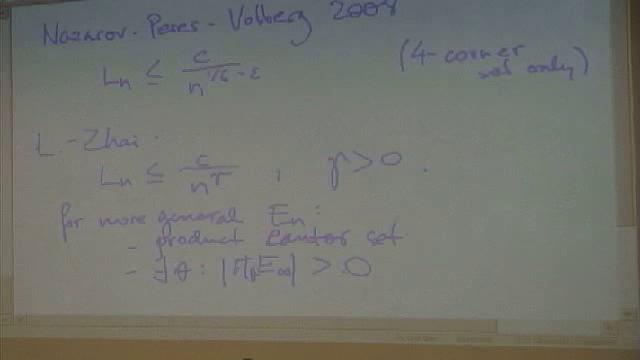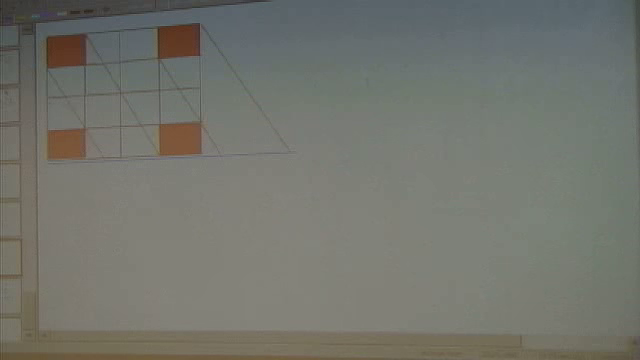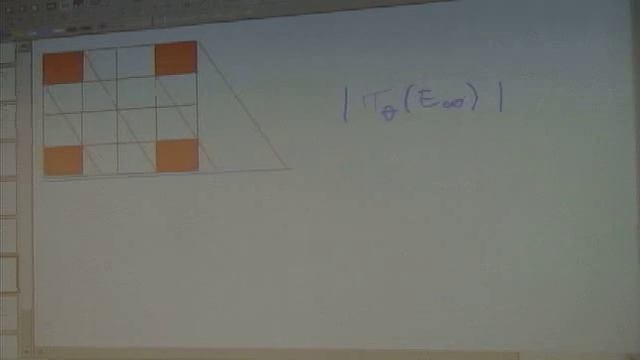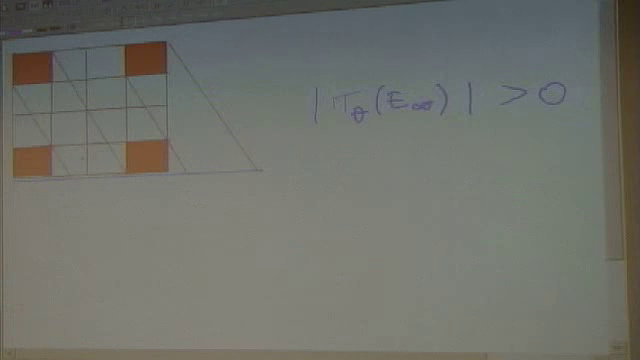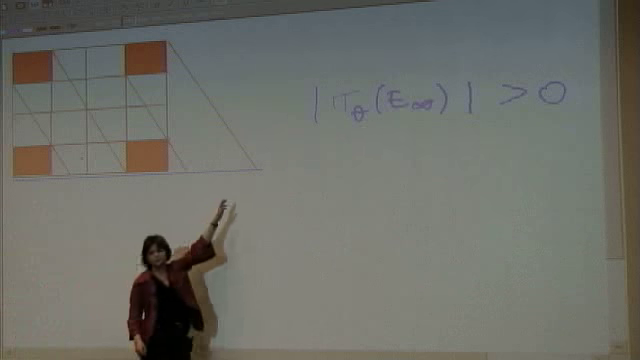Just to go back for a moment to the four-corner Cantor set, you can see that there's a direction in which the projection pi theta of E infinity has positive measure, and that's going to be this direction here. If you just look at the first iteration, you can see that the first iteration of the set gets projected onto an uninterrupted line segment from here to there.